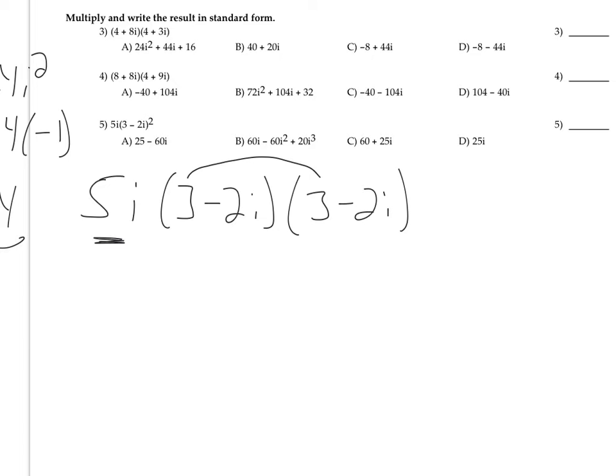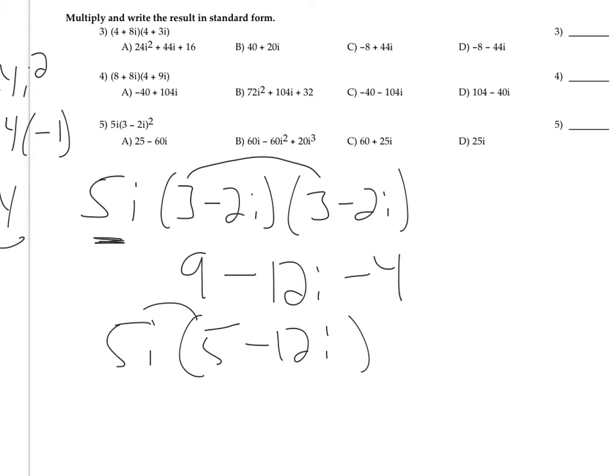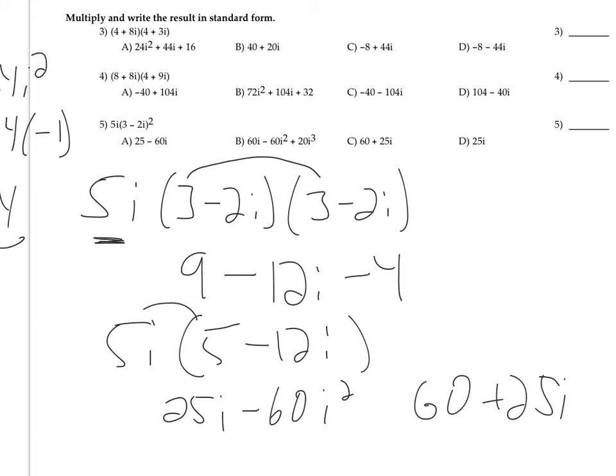These two other complex numbers that are binomials. So that's going to be 9. Now I hope you can follow the jump. It's -6i, and another -6i is -12i. And then -2i times -2i is positive 4i squared, which becomes -4. So 9 minus 4 is 5. So 5 minus 12i. And now I'm going to distribute that 5i through. So that becomes 25i minus 60i squared. And of course i squared is -1. So that becomes positive 60 plus 25i. And is that an answer? It looks like it. So I hope that works for you.